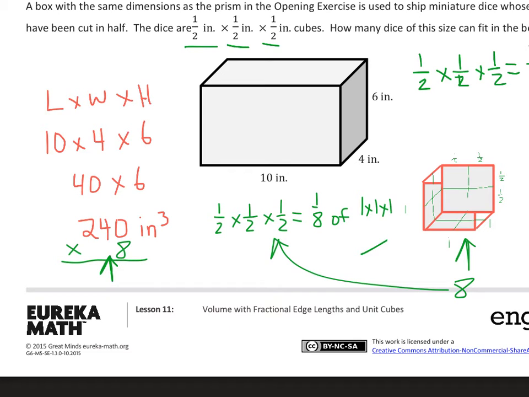I'm just going to get rid of this right here, which is not going to let me, but that's okay. And so you're going to see 16, 17, 18, 19, 1,920 dice would fit into that box, not 480.